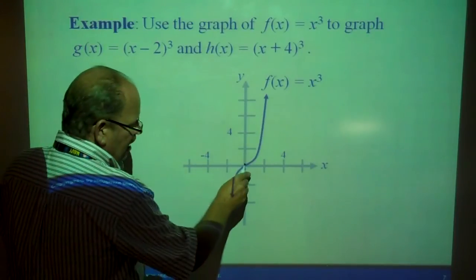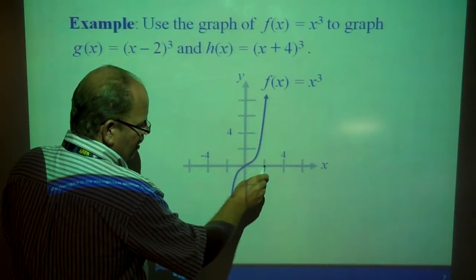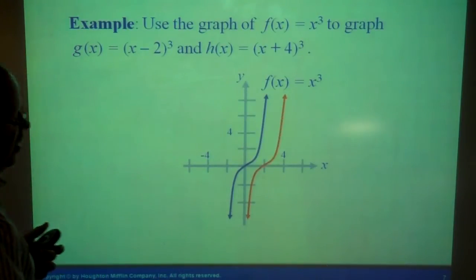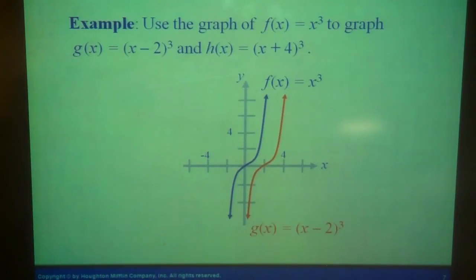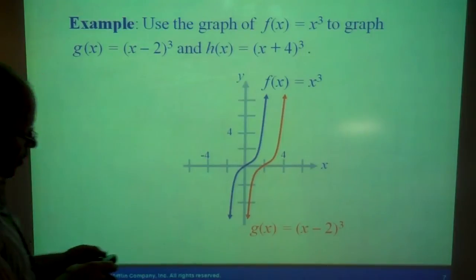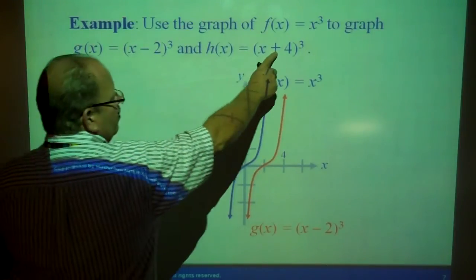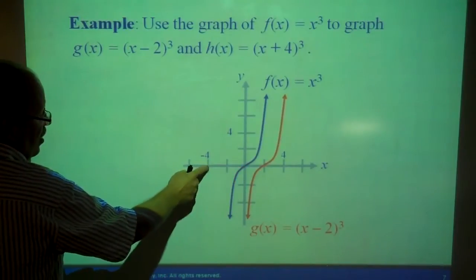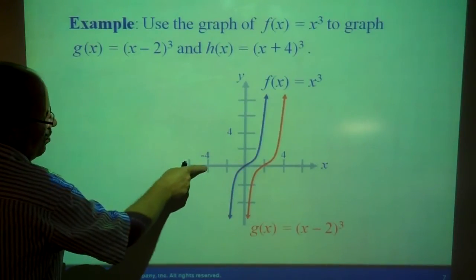So the vertex would move 2 units. Each point would move 2 units. And we'd see g of x equals x minus 2 cubed. Just this graph moved over 2 units. Now if we moved it plus 4 inside, we're going to move it 4 units this way. So this vertex here is going to be right through there.